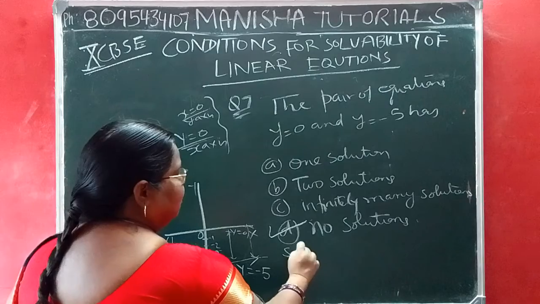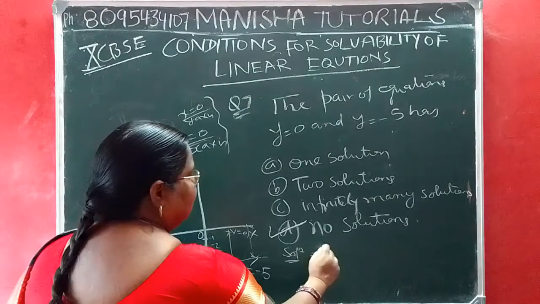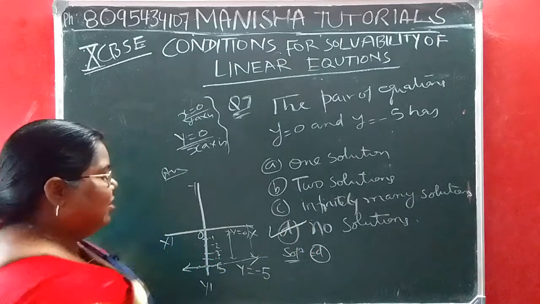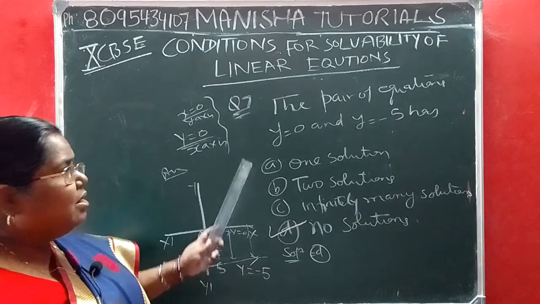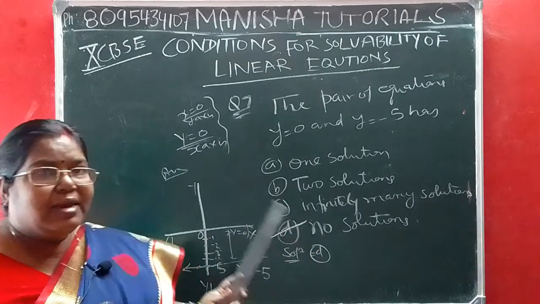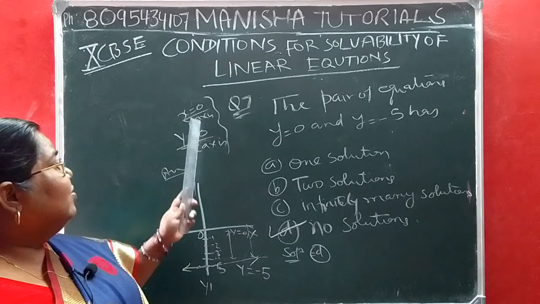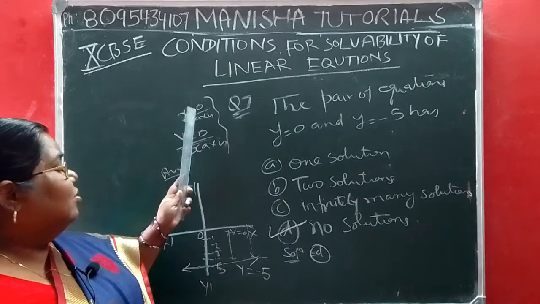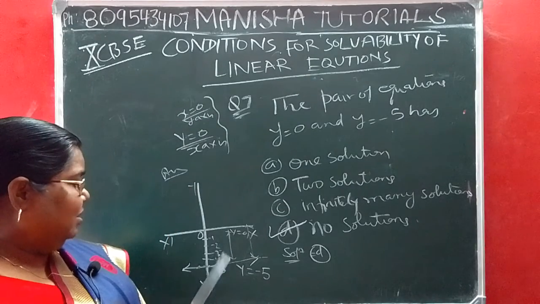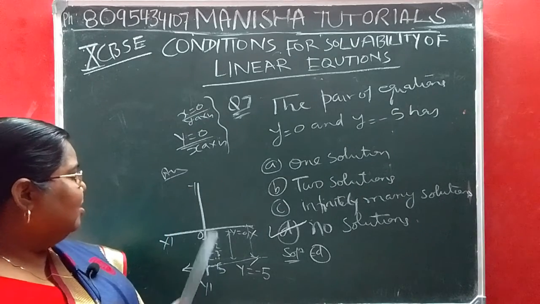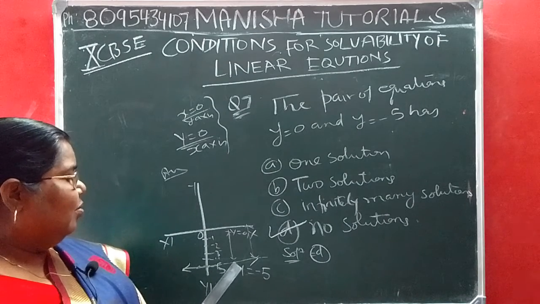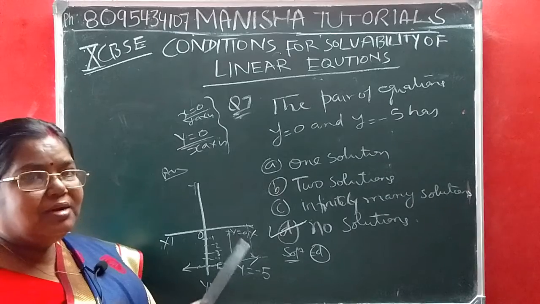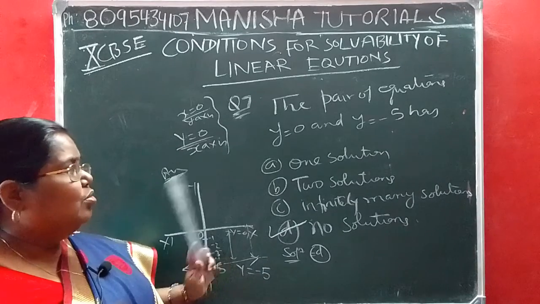So the answer is D. This option is correct. Okay? Understood from drawing the correct graph? Keep in mind the x-axis equation is y = 0 and the y-axis equation is x = 0. The line y = -5 is parallel to the x-axis, so both lines will not intersect at any point, so there is no solution.